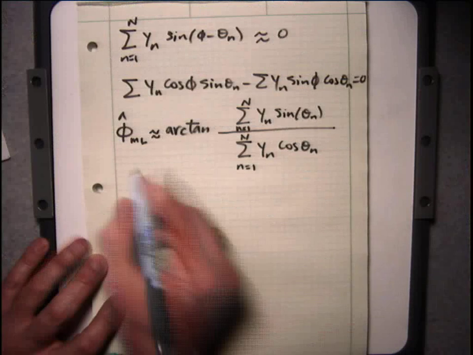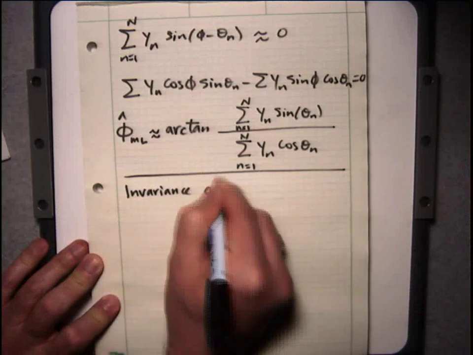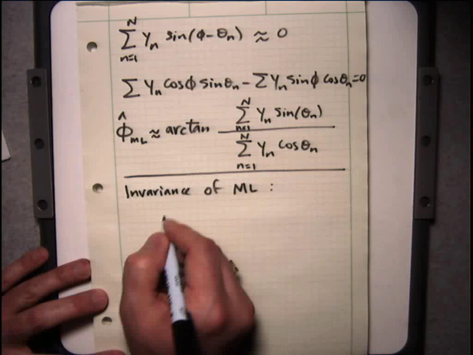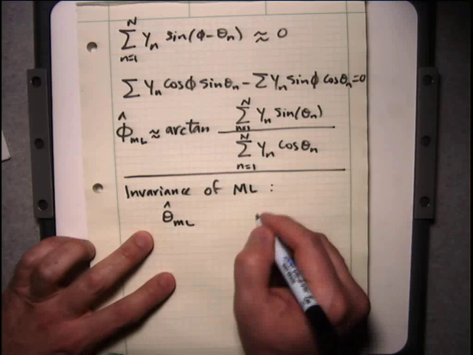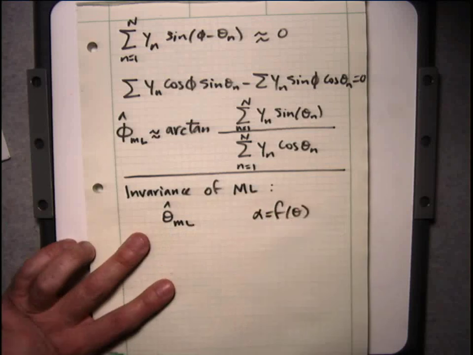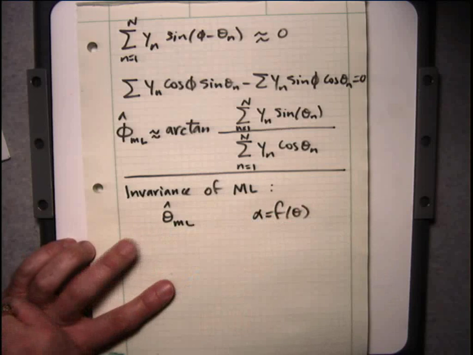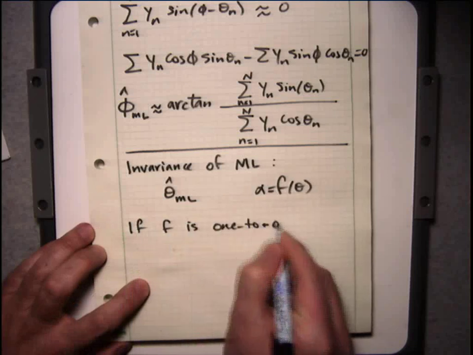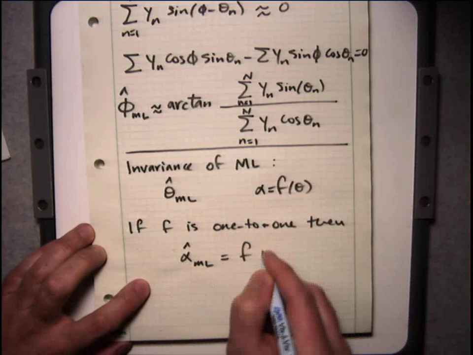Okay, one more property of the maximum likelihood estimator, which is extremely useful, is the so-called invariance property. Suppose I have an estimate theta hat ML, which I worked very hard to get. Now somebody comes along and says, you know what, I didn't really want theta, what I want is the maximum likelihood estimate of alpha, which is some weird function of theta. It turns out that if f is one-to-one, I'll clarify what that means, then alpha hat ML is in fact just a plug-in estimator.